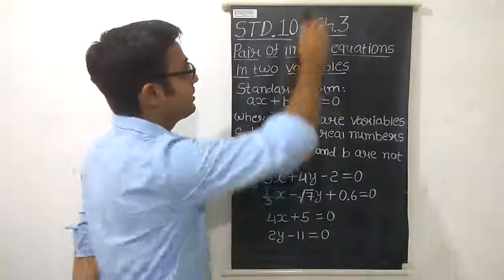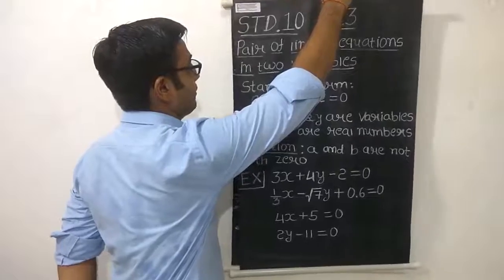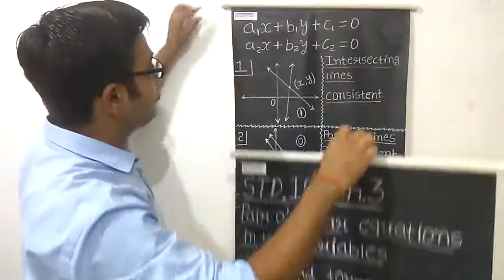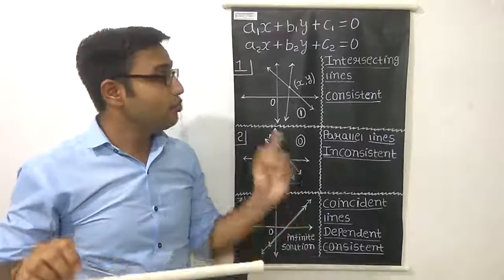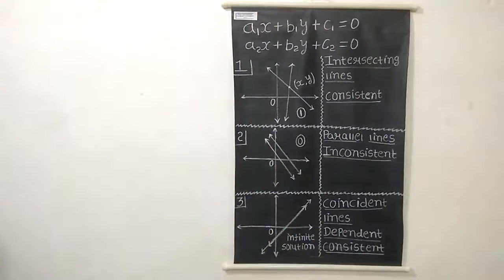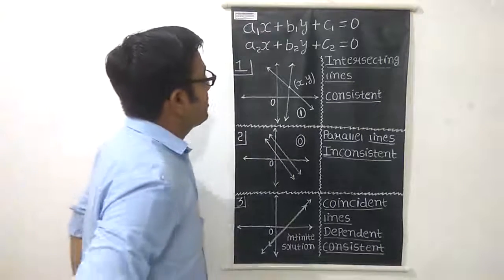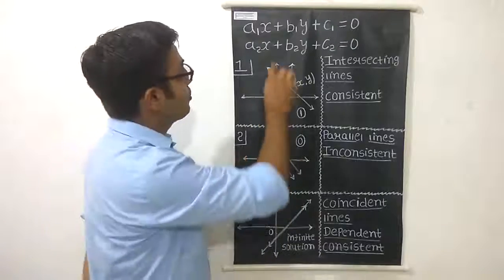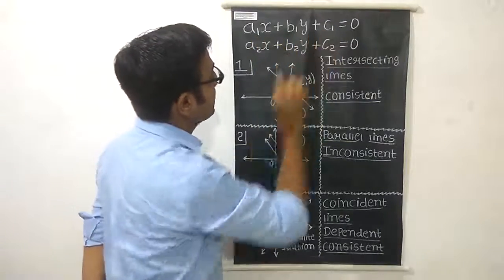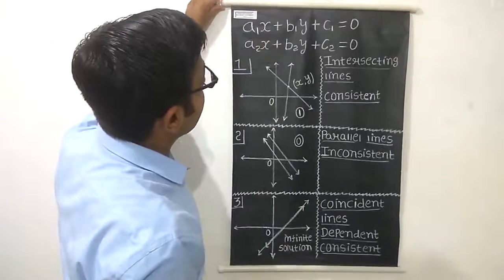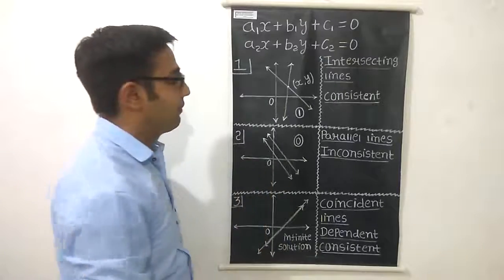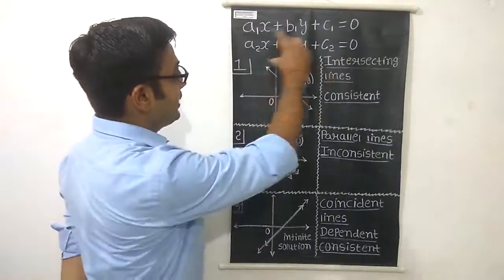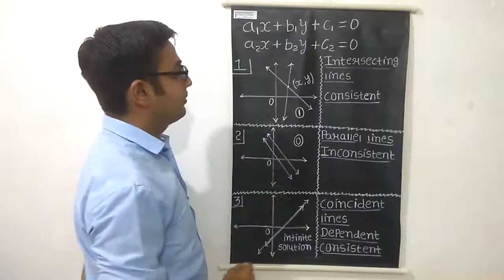So what we will take? Here, as there are two equations, we will take it as A1 B1 C1 and A2 B2 C2. So first equation in the standard form is, suppose A1x plus B1y plus C1 is equals to 0, and second equation is A2x plus B2y plus C2 is equals to 0. So in this way we can differentiate the two equations, right?